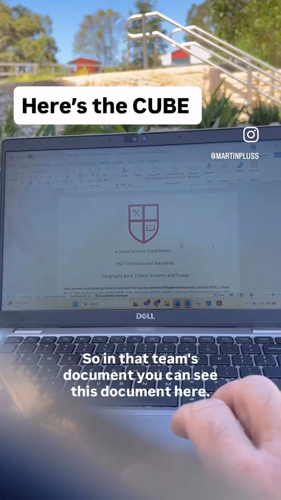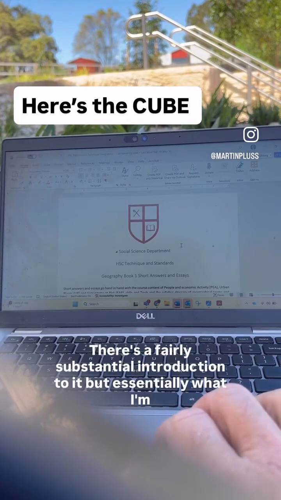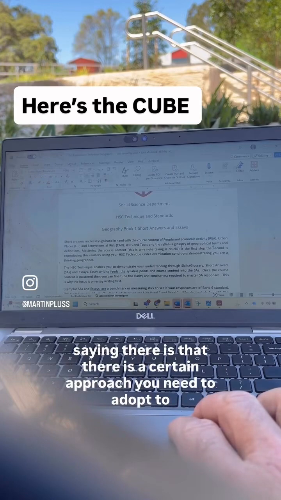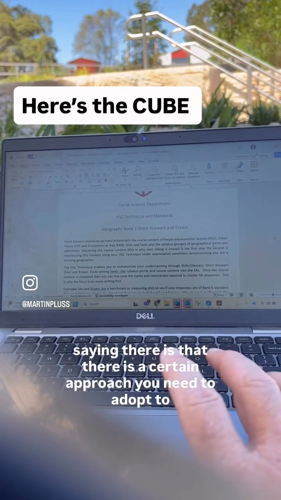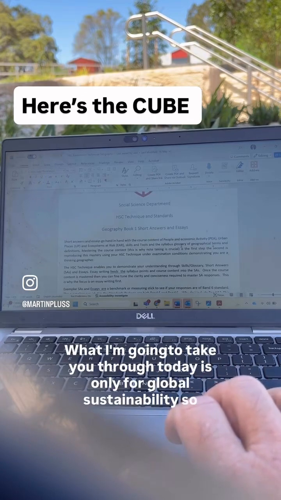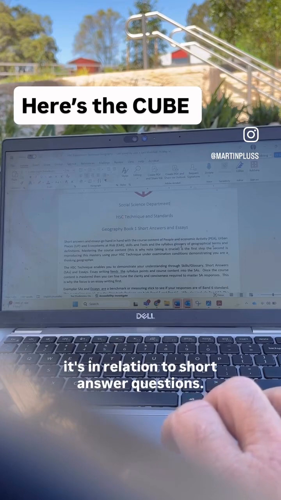So in that Teams document, you can see this document here. There's a fairly substantial introduction to it, but essentially what I'm saying there is that there is a certain approach you need to adopt to answering short answer questions and essays. What I'm going to take you through today is only for global sustainability, so it's in relation to short answer questions.